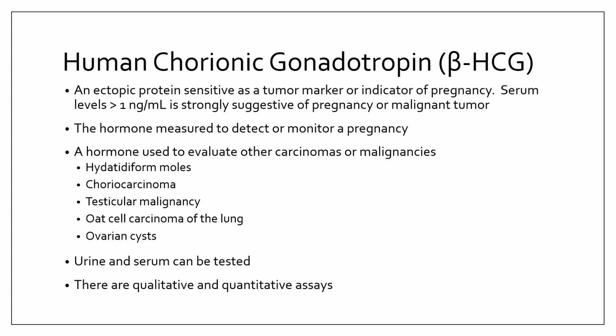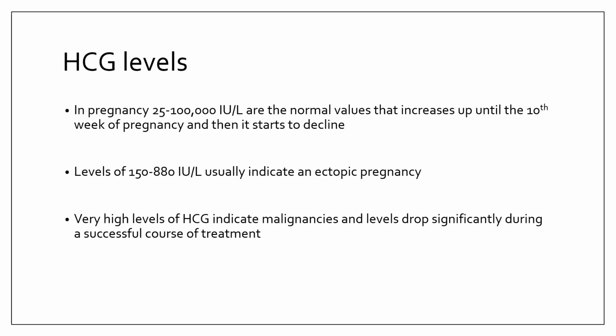We can test both urine and serum for this type of test, and there are qualitative and quantitative assays available. Usually what's performed in the hospital laboratory is a qualitative urine HCG or a qualitative serum HCG, and most of the time that's for pregnancy diagnosis. HCG levels will go up in pregnancy anywhere between 25 and 100,000 international units per liter. These values double exponentially all the way up into the 10th week of pregnancy, and then it starts to decline. So we see very high HCG levels in people that have a normal pregnancy.